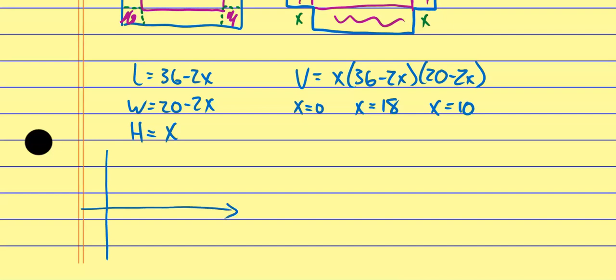So if I come down here and I start my quick sketch, I've got x-intercepts of 0, 10, and 18. And then looking at the end behavior, this is an x to the third function with a leading coefficient, if I multiply it out, of positive 4. So a 4x to the third. And so that tells me the end behavior on this end, it's going down, and on this end it's going up. So I know it's going to be something that looks like this.